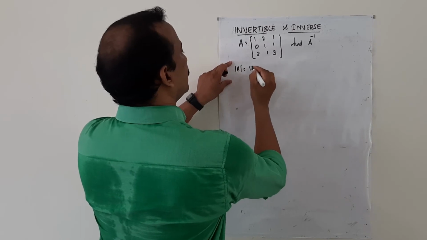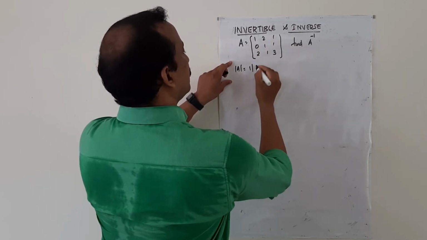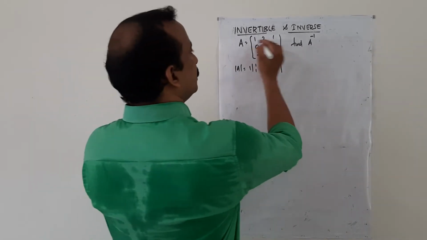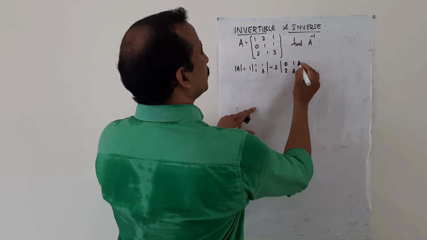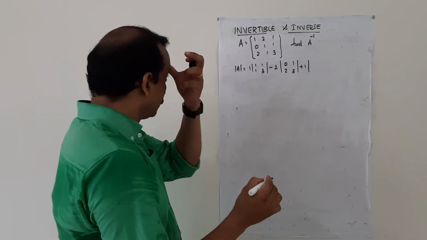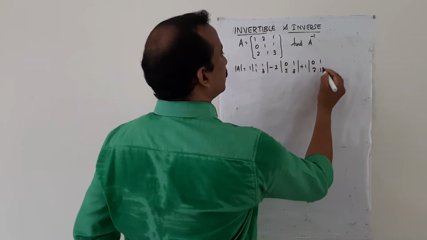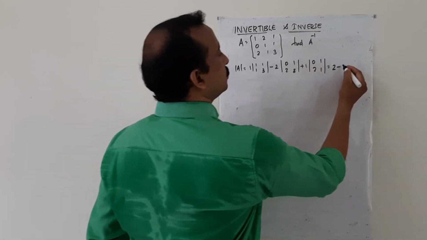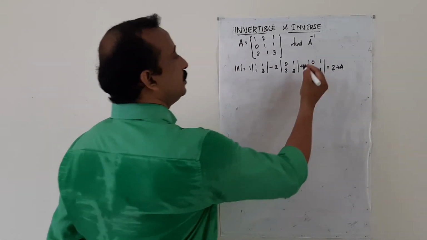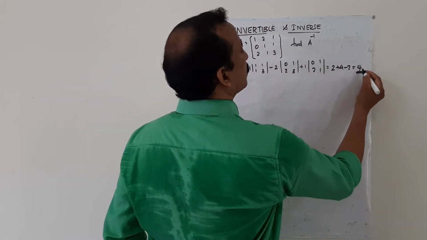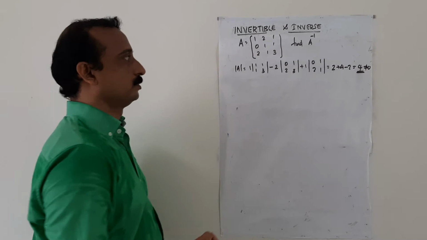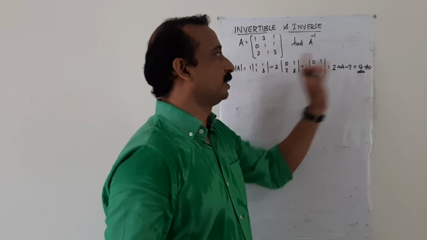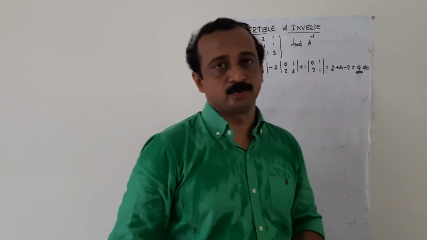Determinant of A is 1 into the determinant with its row and column deleted, balance [1, 1; 1, 3]. Alternate sign change here. Then minus 2 into the determinant with its row and column deleted, [0, 1; 2, 3]. And last, plus 1 into the determinant [0, 1; 2, 1]. That is 3 minus 1, which is 2; 0 minus 2, minus 2 into minus 2, plus 4; 0 minus 2. Therefore the answer is 4, which is not equal to 0.